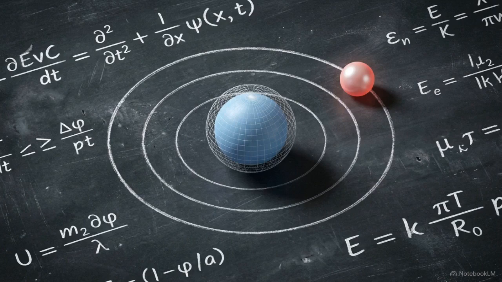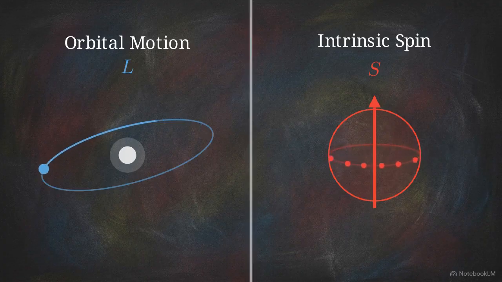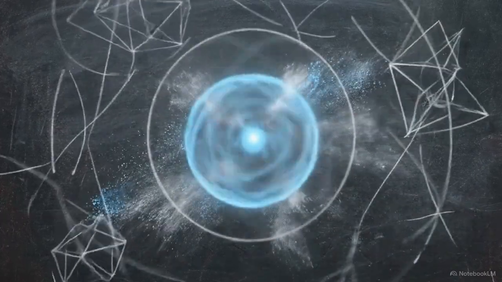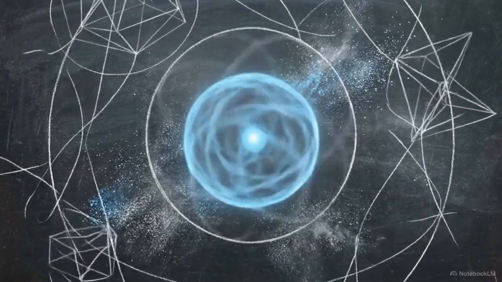Introductory quantum mechanics often treats the electron using a simplified model. Its orbital motion through space and its intrinsic spin are viewed as separate, unconnected properties. While useful for calculations, this assumption is an incomplete approximation that fails to describe the actual behavior of matter.